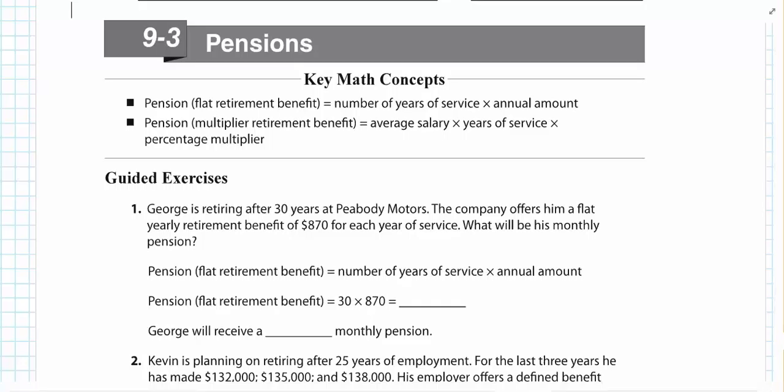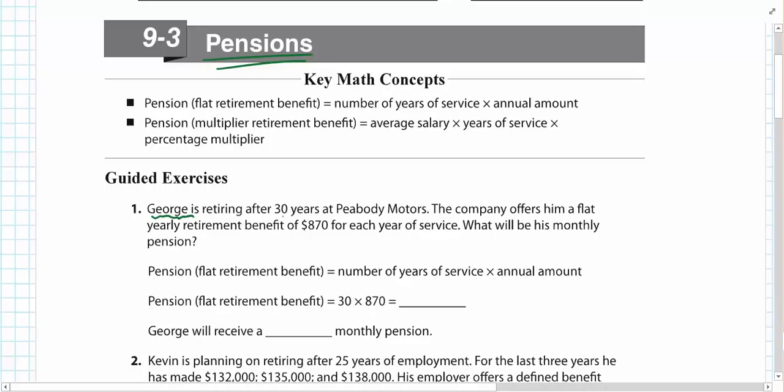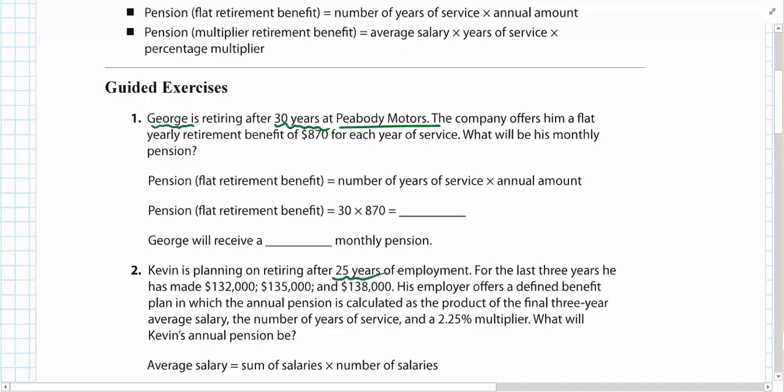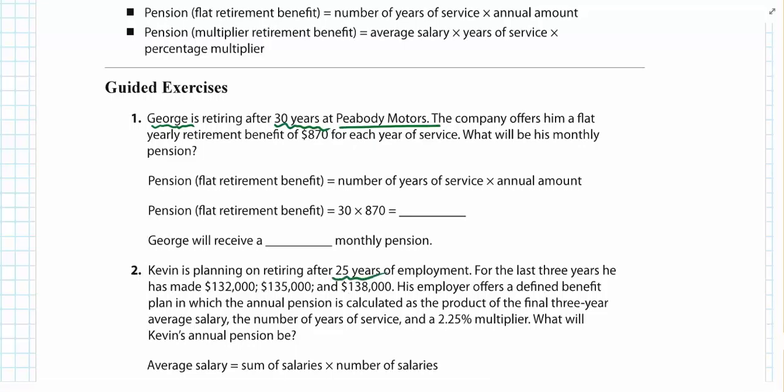Today, we're talking about pensions. If you recall, a pension is a retirement benefit in which a company pays for your income after you're done working for them. So in a lot of these exercises today, you'll see information like this. For example, in number 1, George spent 30 years working at the same motor company. Kevin, in this case, worked 25 years at the same company.